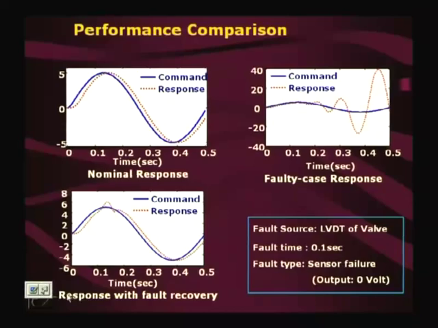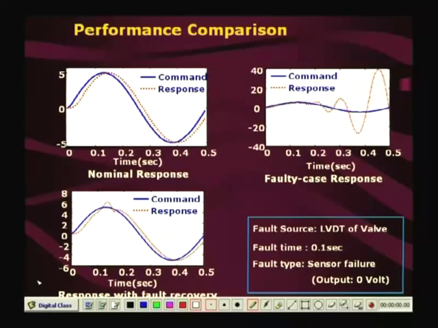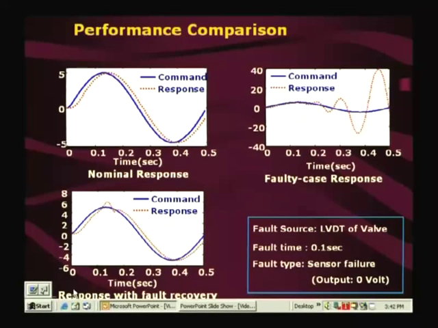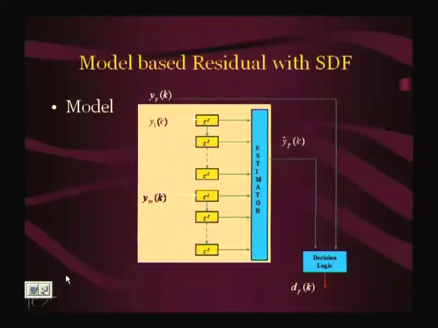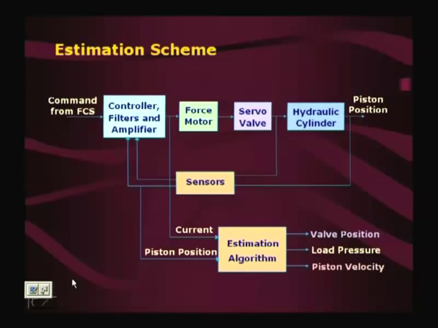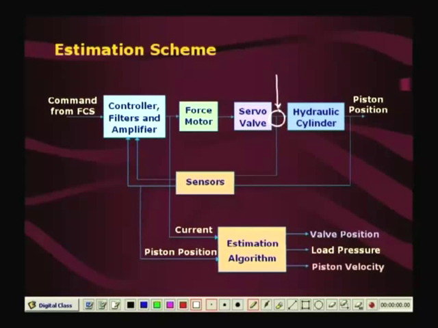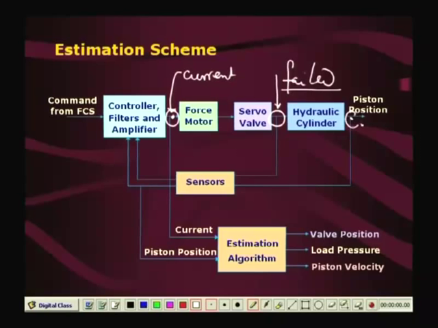So, in this case, see, we are showing some cases. In this case, this is the performance of the actuator. So, the blue is the command and the red is the response. So, clearly the response is following the command. Now, if one of the sensors fail, in this case, what we assumed is that this sensor has failed, and we wanted to create this sensor from this. This is current, and this is ramp position. So, using these two measurements, whether we can estimate this spool position, that is what we tried.